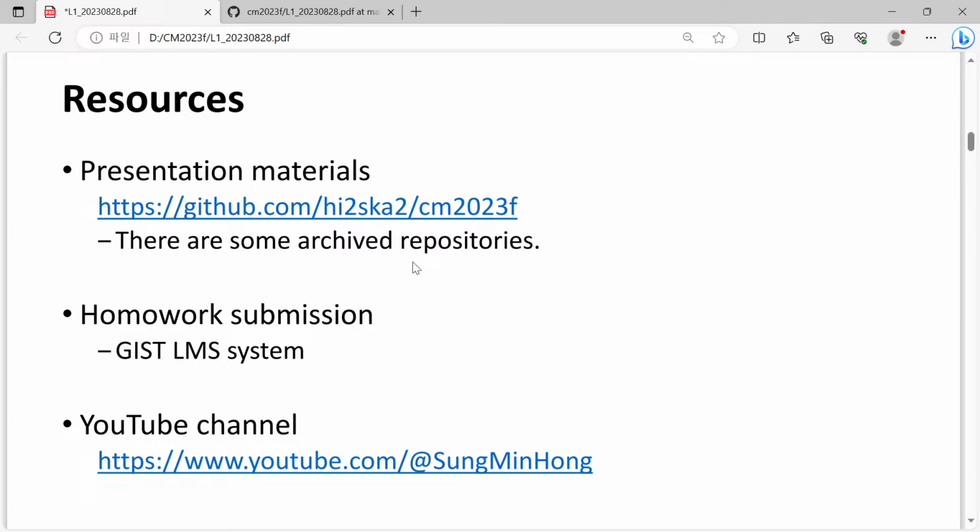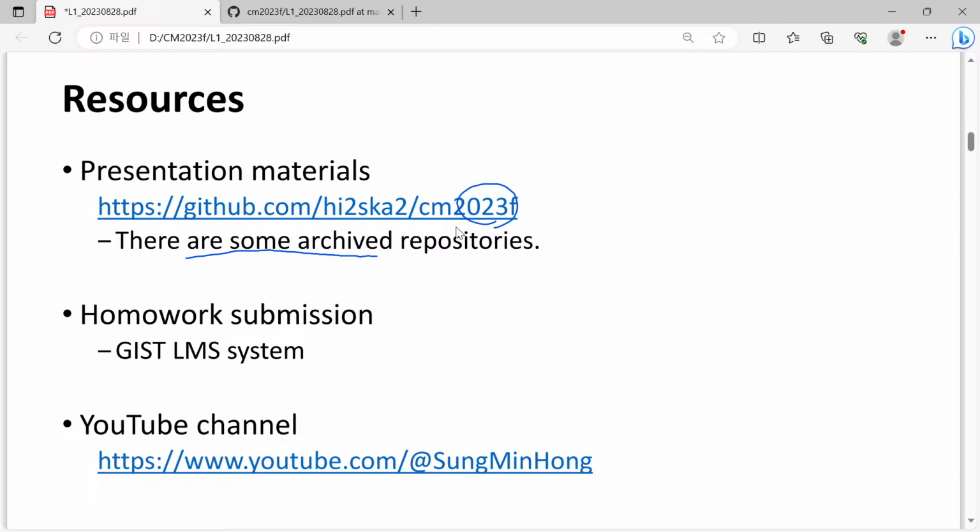So also there are some other old archived repositories. If you change the year to different ones, then you can find many repositories. Every year we have slightly different curriculums, so that is not perfectly matched to your semester, but I hope that anyhow you can find some valuable information from those repositories.